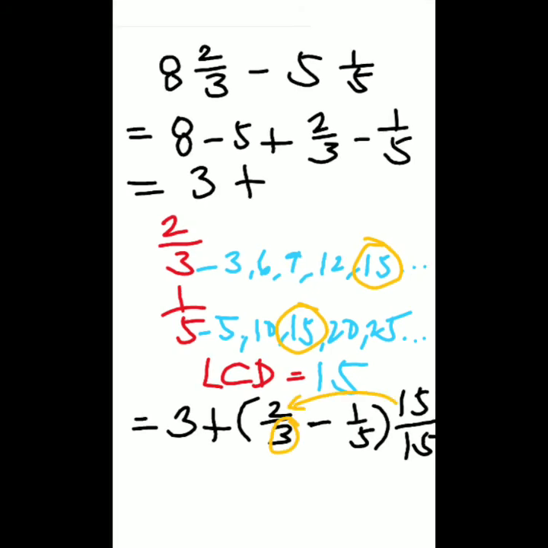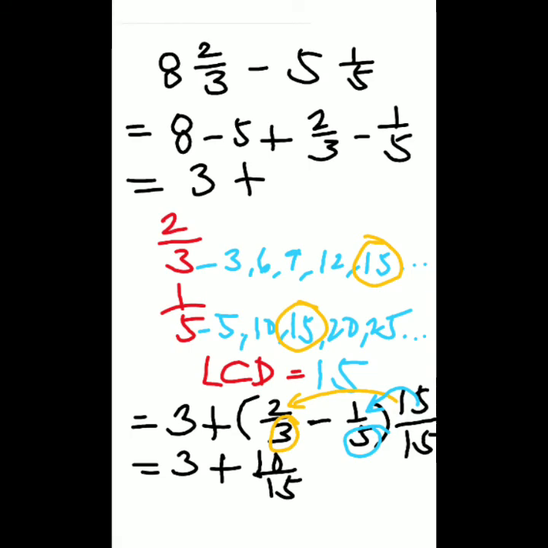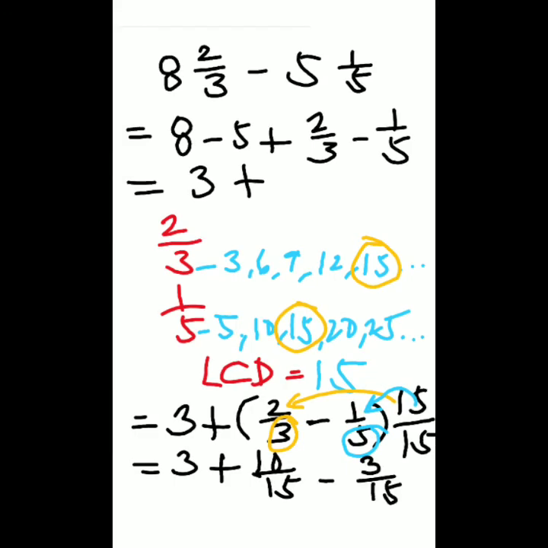To multiply the fraction 2 over 3 by 15 over 15, 2 times 15 divided by 3 which is equal to the numerator 10, then write down 15 as the denominator. To multiply the fraction 1 over 5 by 15 over 15, 1 times 15 divided by 5 which is equal to the numerator 3, then write down 15 as the denominator.